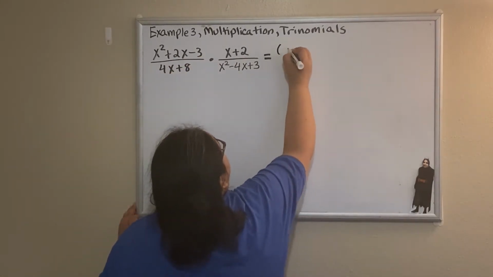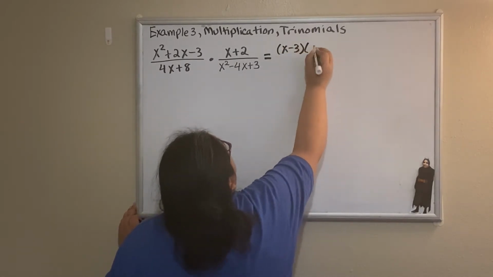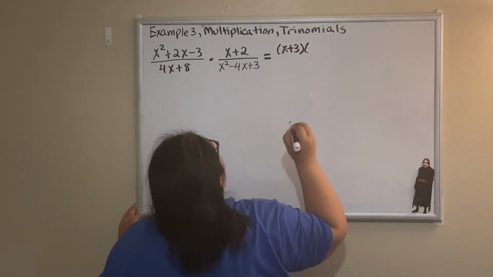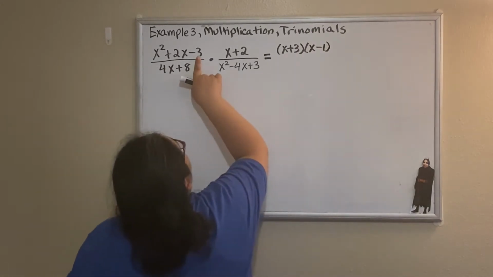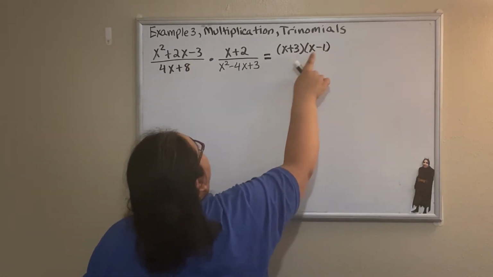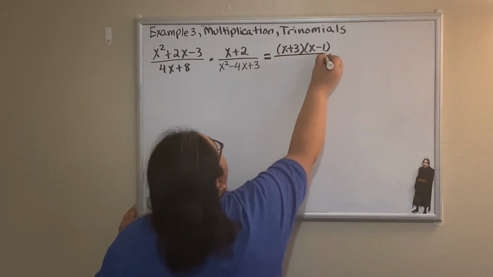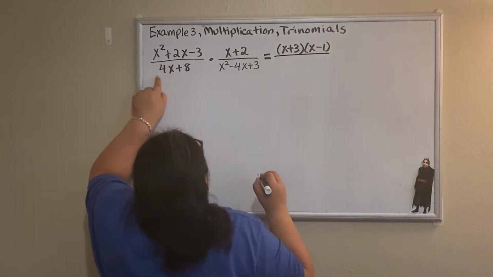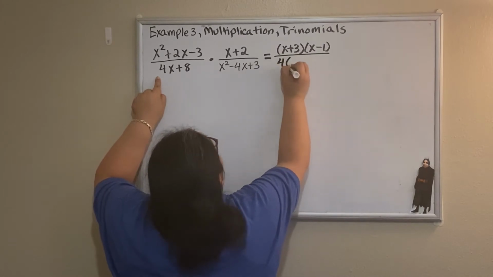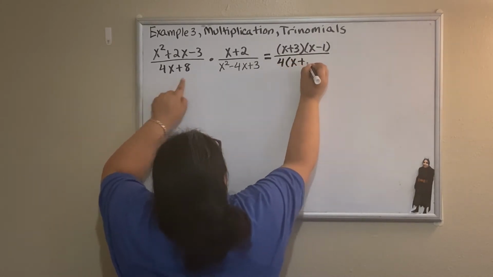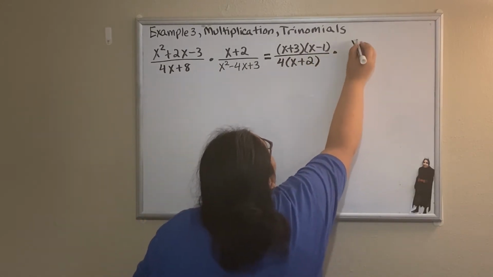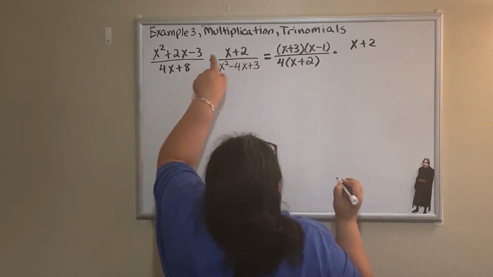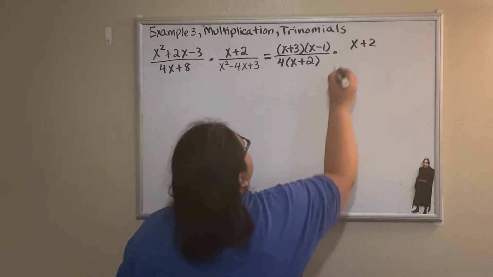So that means my factors are x plus 3 times x minus 1. Remember, my numbers were +3 and -1. Over, and in the denominator, I can factor a 4. So I'm going to put 4 times x plus 8 divided by 4 is 2, times, no change on the x plus 2. The x plus 2 is not factorable, so we're going to leave it alone.